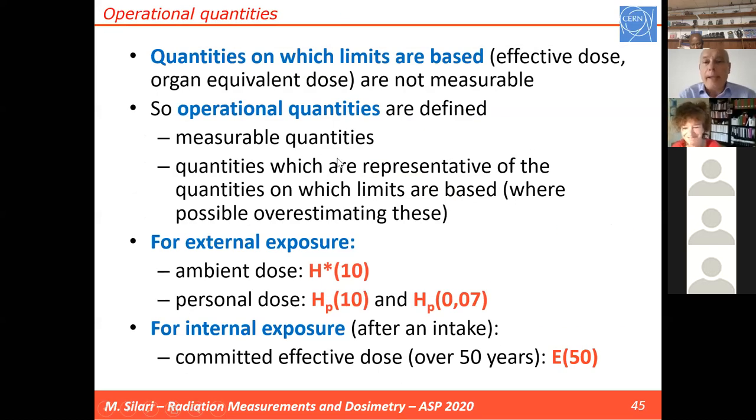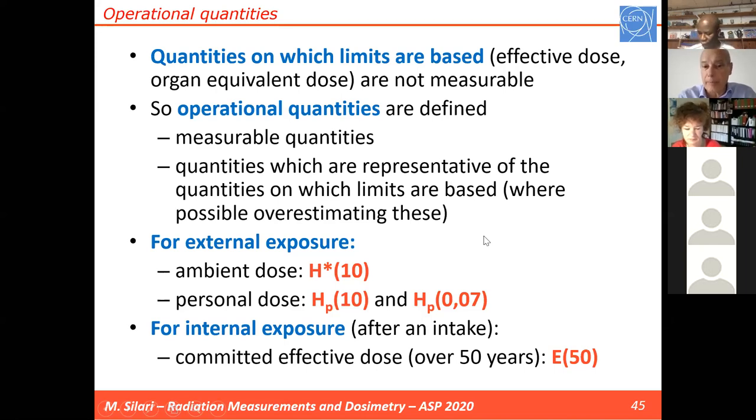Yes, it is. Okay. So operational quantities are the quantities on which limits are based. Because, as we said, the effective dose and the equivalent dose are not measurable. So operational quantities are defined to be representative of the protection quantities on which limits are based and which you cannot actually measure. So they should be measurable. You should be able to measure them with an instrument. And they should be representative, so they should not underestimate the equivalent protection quantity.